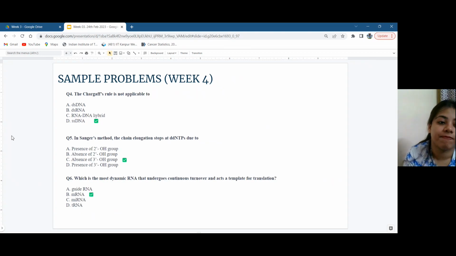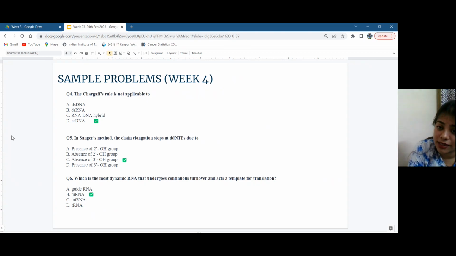Then comes Chargaff's rule. So if you remember, we were talking about base pairing just now. So Chargaff's rule is not applicable to which of the following? First let's discuss what it is. Chargaff's rule actually states that A and T will form two hydrogen bonds with each other, or will double bond with each other, and G and C will form three bonds with each other, or a triple bond is formed between those two nucleotides. So that is Chargaff's rule.